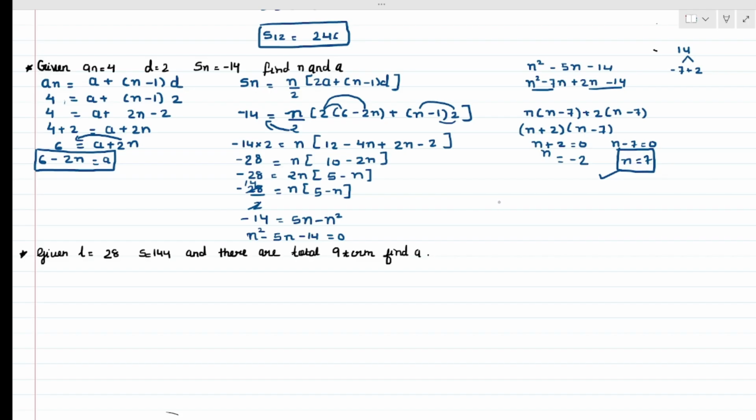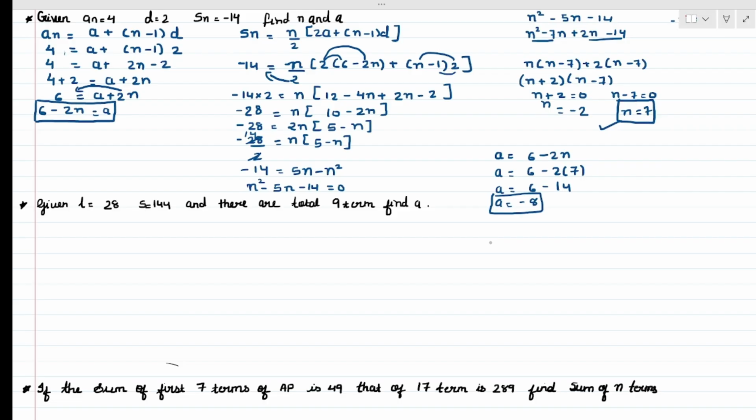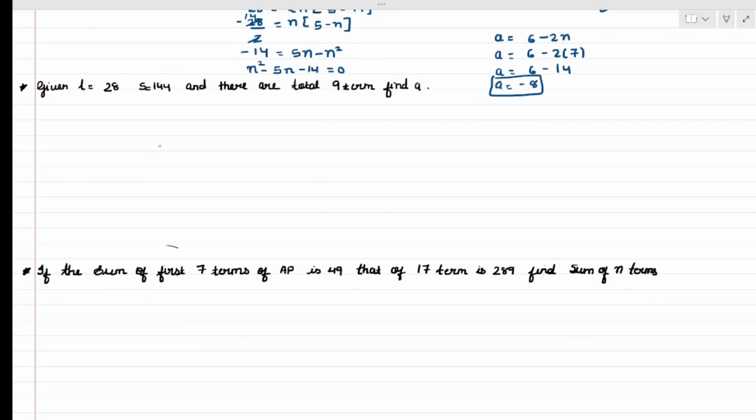So I am taking n equals 7 as my answer. Now just substitute the value of n in this equation. A is equal to 6 minus 2n. So A is equal to 6 minus 2 times, what is my n? My n is 7. So I will get A equals 6 minus 14. So what will be my answer? 6 minus 14 means minus 8. So I got my answer A equals minus 8. You got your value of A and your value of n. Yes, you got your values. Easy.